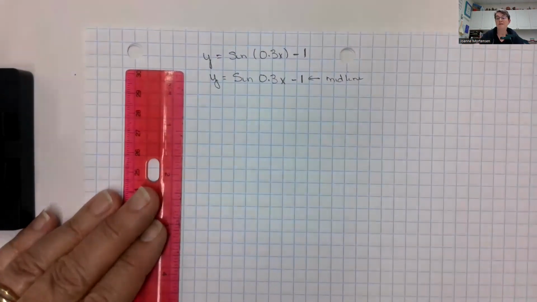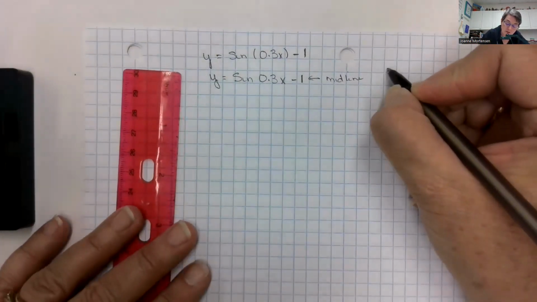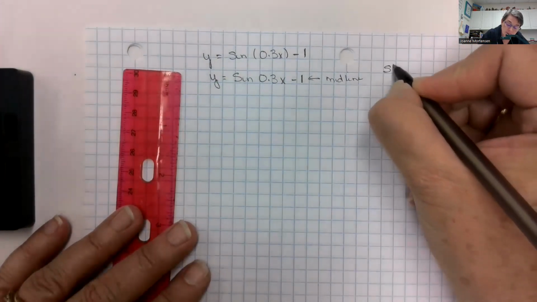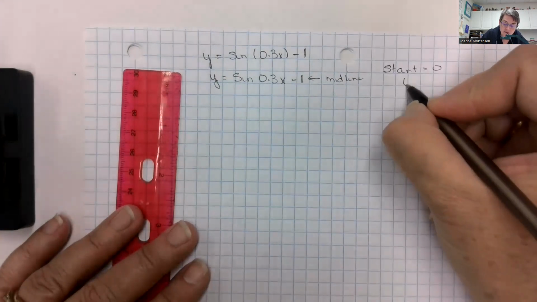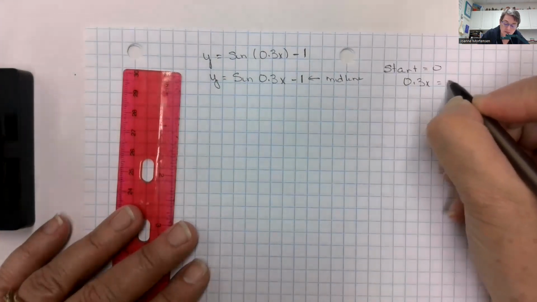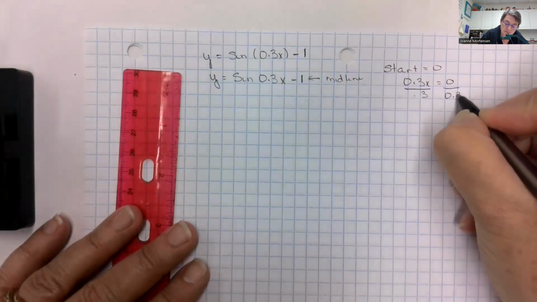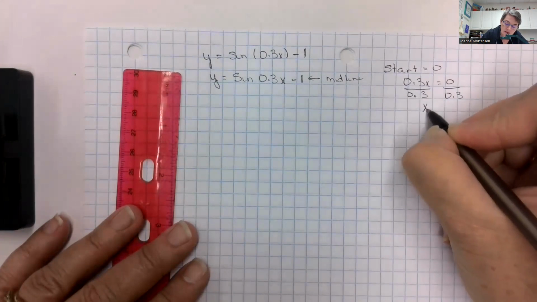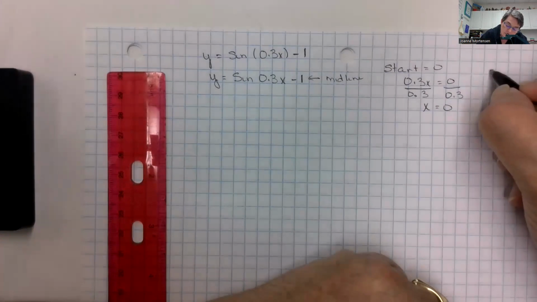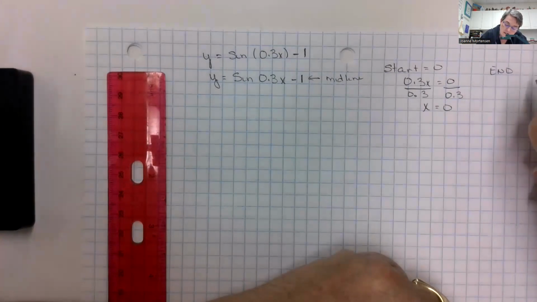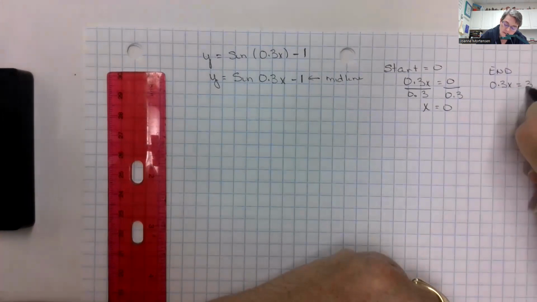And it's like I usually do. I'm going to do my math, the start and end right away, because that's going to help me with my graphing. So start is equal to 0. 0.3x is equal to 0. Divide 0.3. x is equal to 0. Well, I expected that, right? Because again, there's no C value. My end is 0.3x is equal to 360.